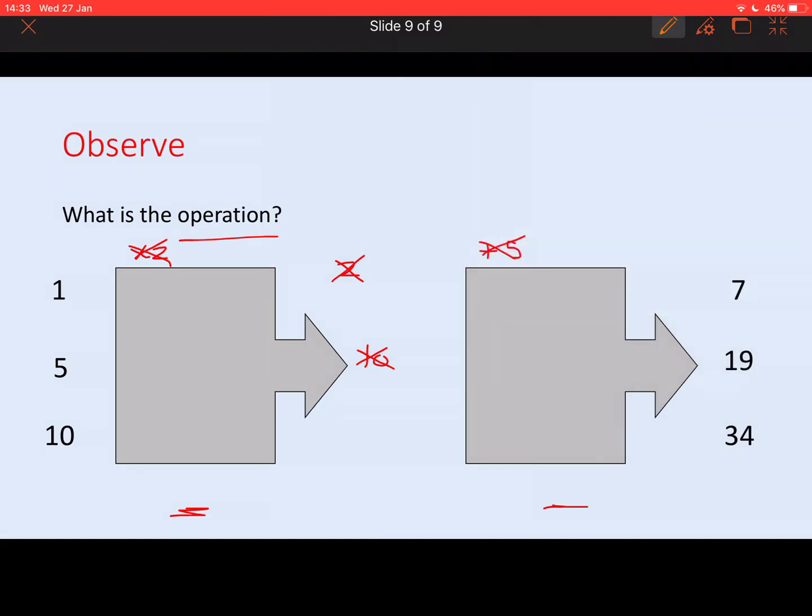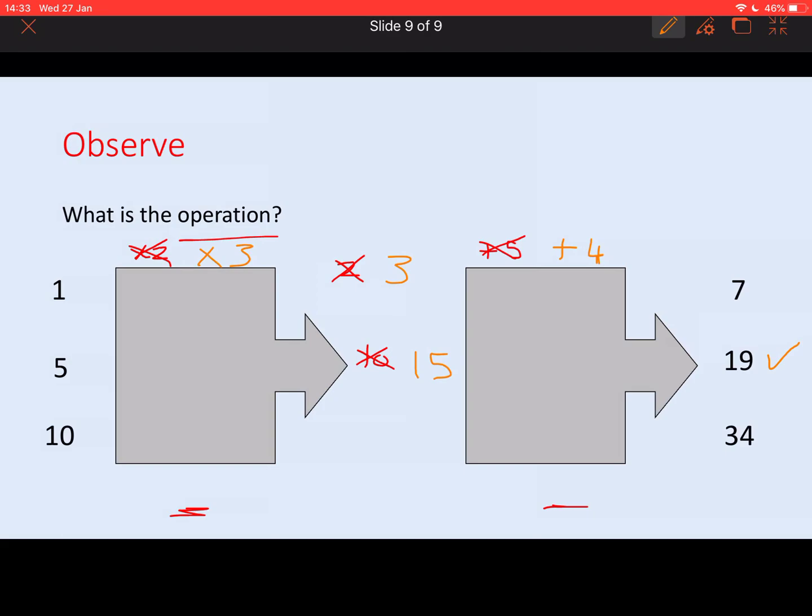Instead, I reckon if I do 1 times by 3, 1 times by 3 gets me 3. And then if I have to get up to 7, I'm going to add on 4. So 3 add 4 gets me 7, okay? Now, because of that, what I need to do from here is I then need to do 5 times by 3, and that's going to get me 15. And then if I use that second operation, that's going to be 15 add 4, and that's going to get me 19. So that works.